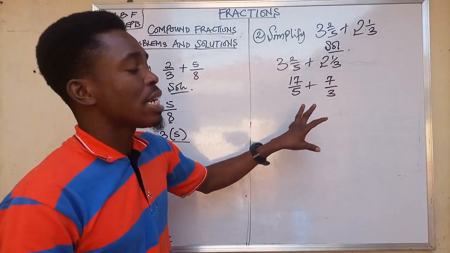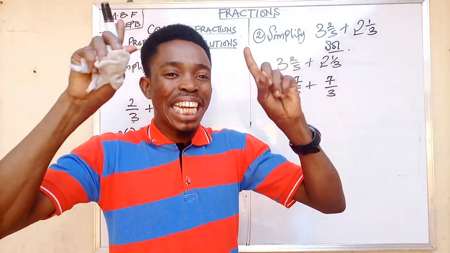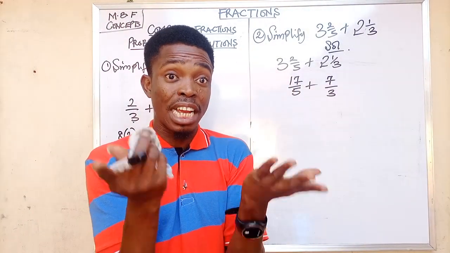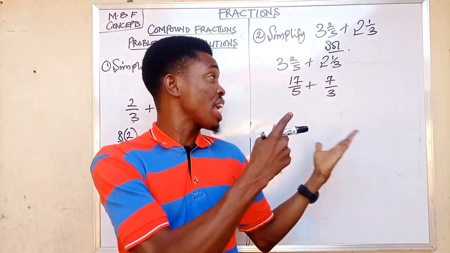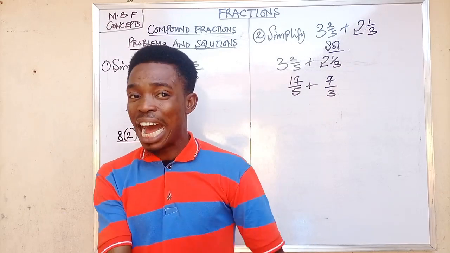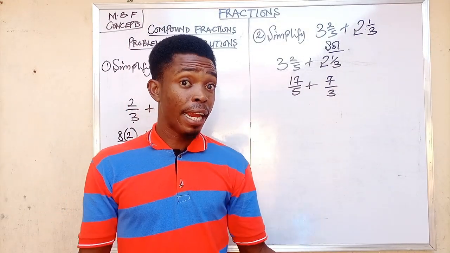What do we do next? The next thing we are going to do is to reduce this fraction to a simple fraction. Now, what's a simple fraction? A simple fraction is a fraction that has one numerator and one denominator. But here we have two numerators and two denominators. So we need to simplify this to have just a numerator and a denominator.